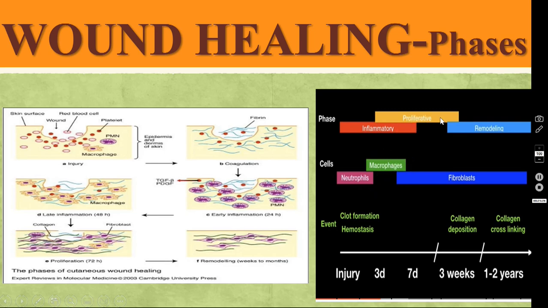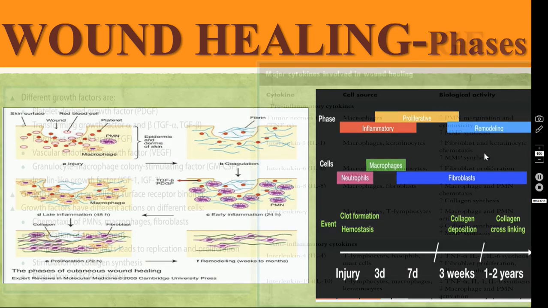And then in the proliferative phase, the main cell is the fibroblast. Fibroblast that secretes the collagen deposition, and then during the remodeling phase, the collagen cross linking happens. That is, collagen 3 will become collagen 1, and scar also will get contracted.